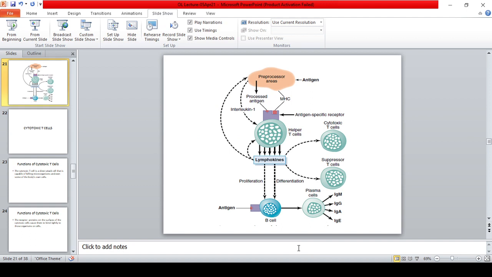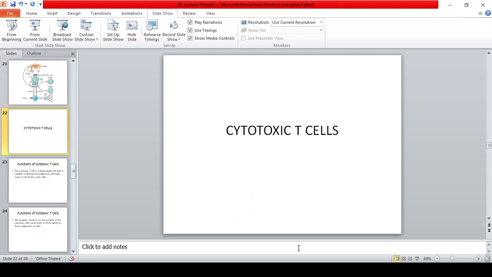In this figure, you can see the functions of the helper T cells acting on the B cells, the cytotoxic T cells, and the suppressor T cells. Cytotoxic T cells.